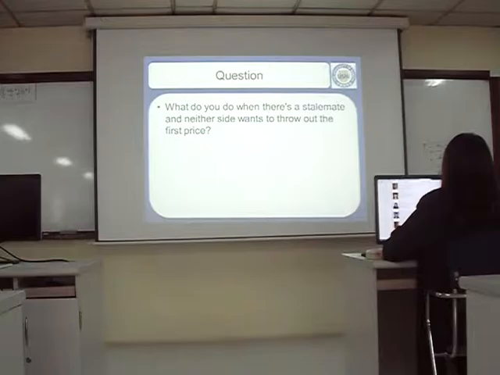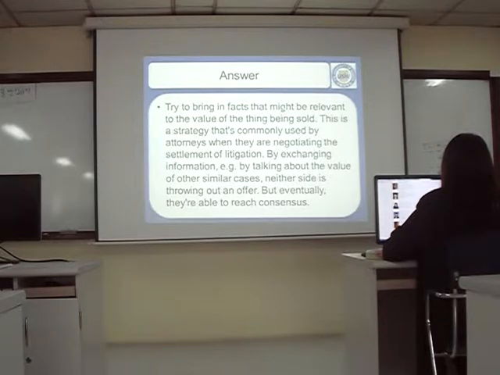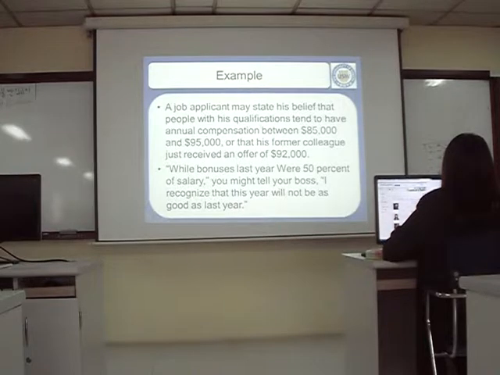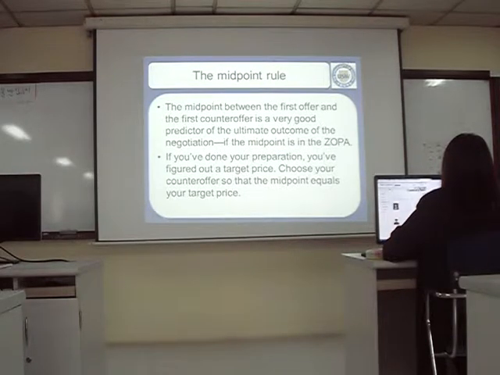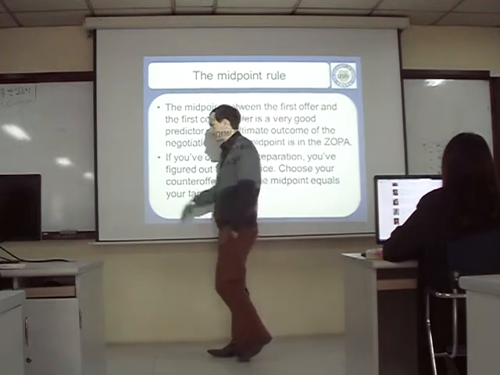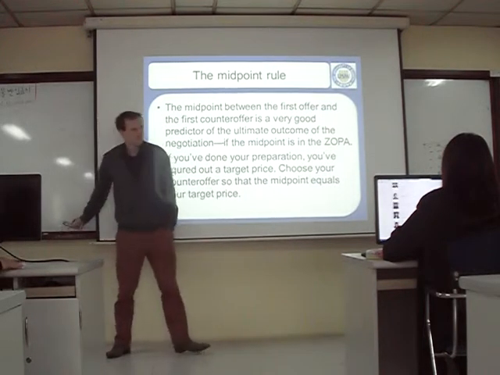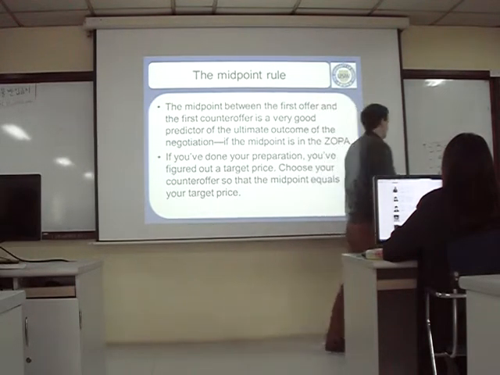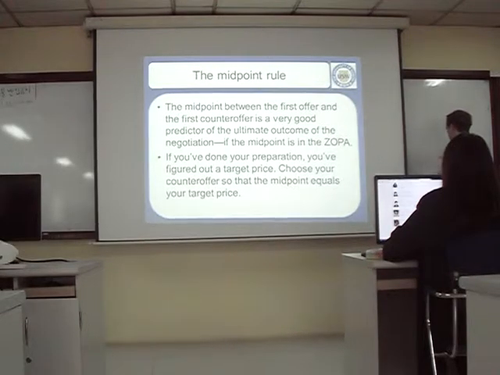So we finished up talking about when there's a stalemate. Okay, we bring in the relevant fact about the object. Okay, then let's continue. So we have the midpoint rule. Do you understand midpoint? So if you start somewhere and I start somewhere, then the chances are usually we'll end up in the middle.